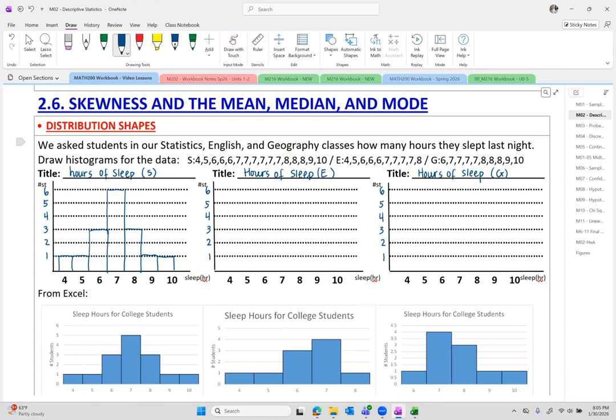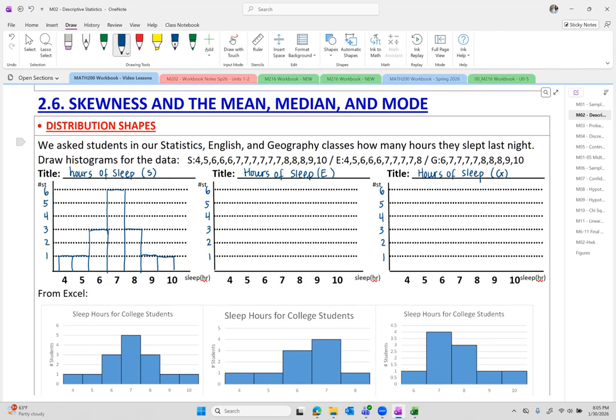If I fold it, it will fall almost on itself. So the end values 4 and 10, 5 and 9 have all equal frequencies, 6 and 8 have equal frequencies, and the middle, which is 7, has the highest frequency, and it falls on itself.